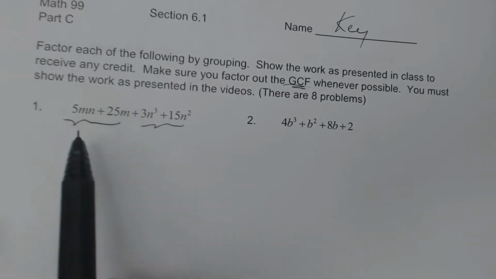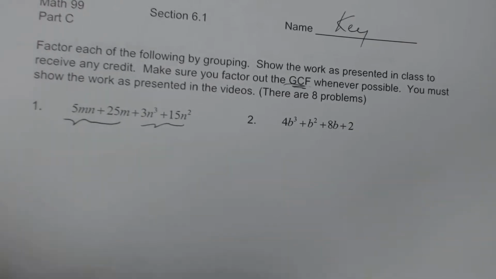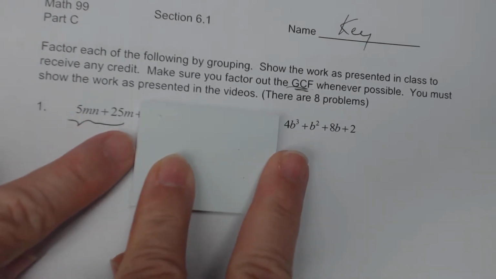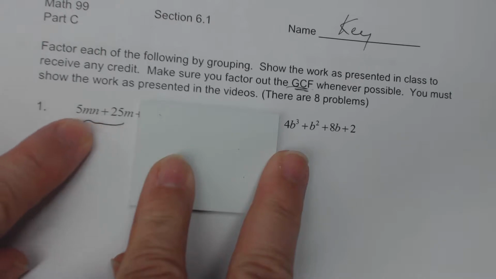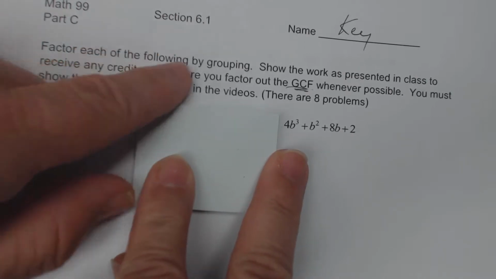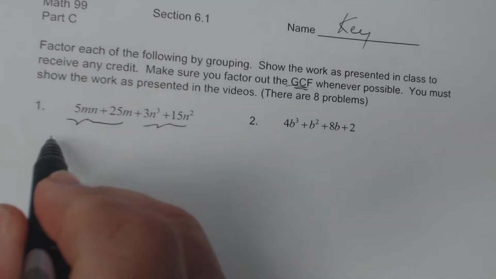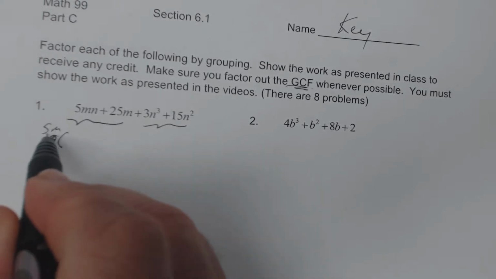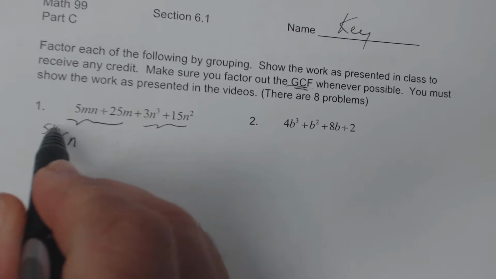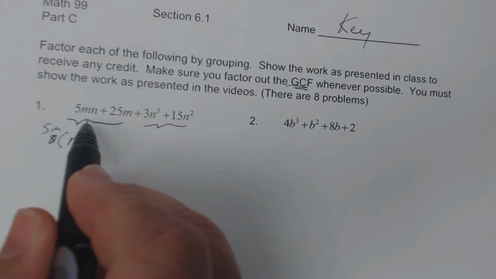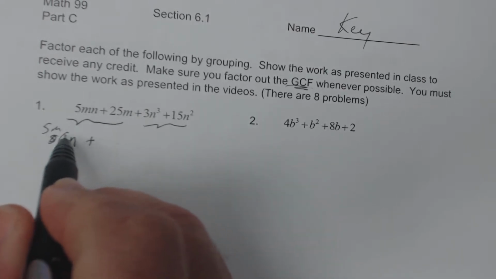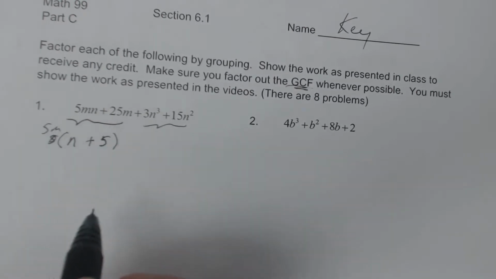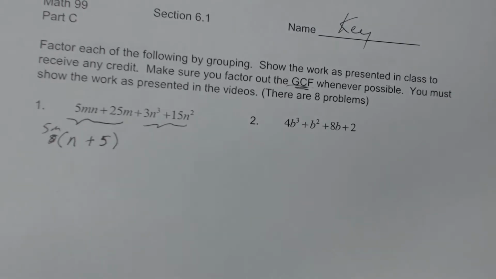Okay, so from the first group, if you cover this part up and look at just the first group, the GCF of the first group is 5m. So I can factor out a 5m from the first group, and remember the distributive property, 5m times n is 5mn, plus 5m times 5 is 25m. So that's the first group.